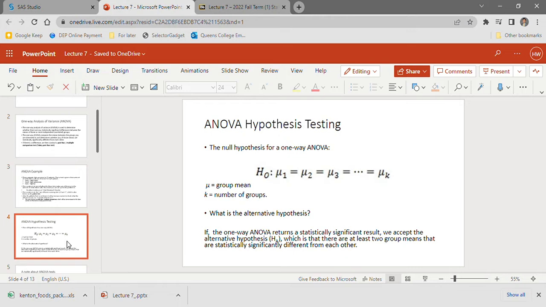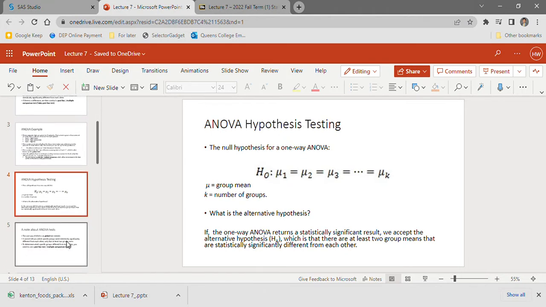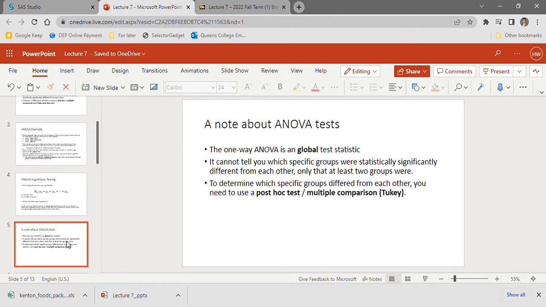Pause the video right now and think through the alternative hypothesis if the results are statistically significant. Okay? So take a minute, really digest that and understand that. Remember, the null is that all the groups are equal, and then the alternative, and I almost gave you the answer right over here, but I think you should be able to figure that out. So that's good. Okay, so a note about the ANOVA test, all right?